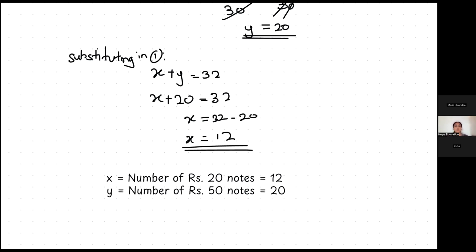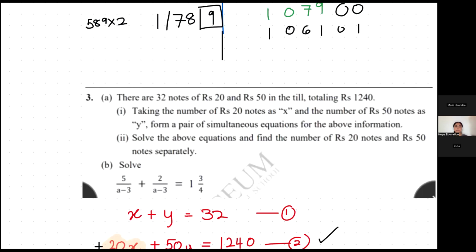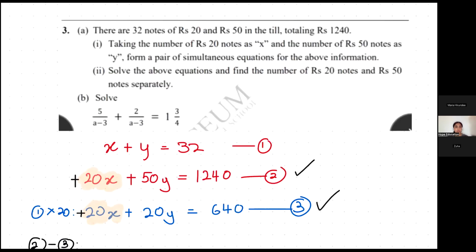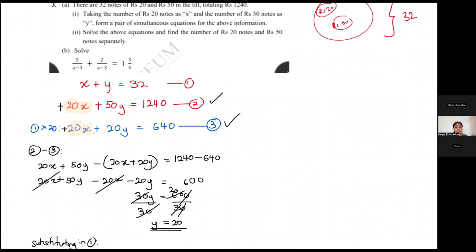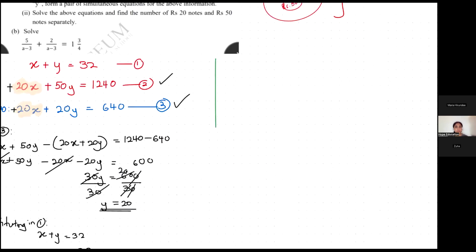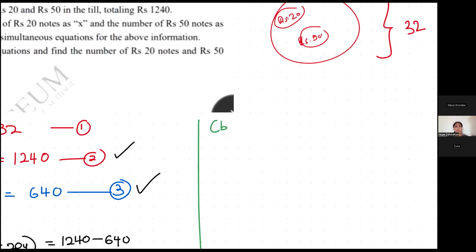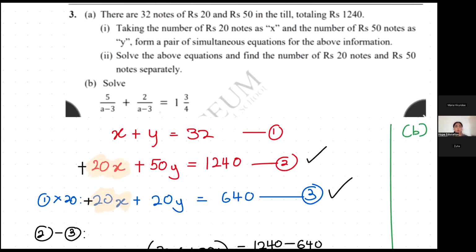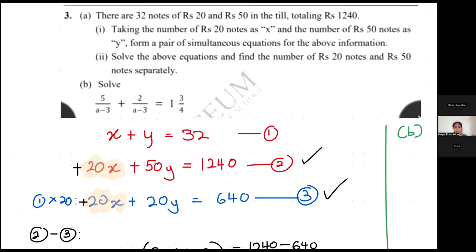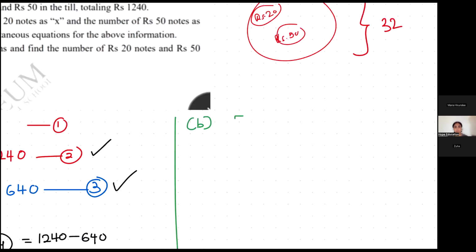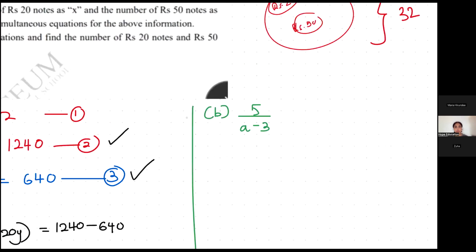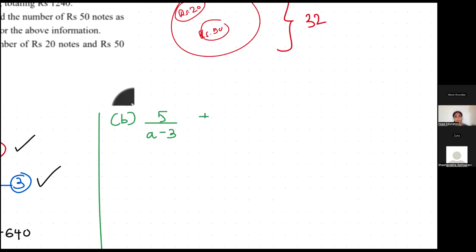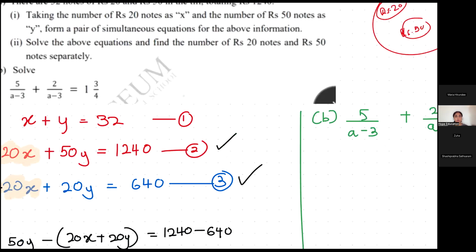So that is about that. And then the B part. I will move to this side for B. Solve 5 over a minus 3 plus 2 over a minus 3 equals 1 and 3 over 4.